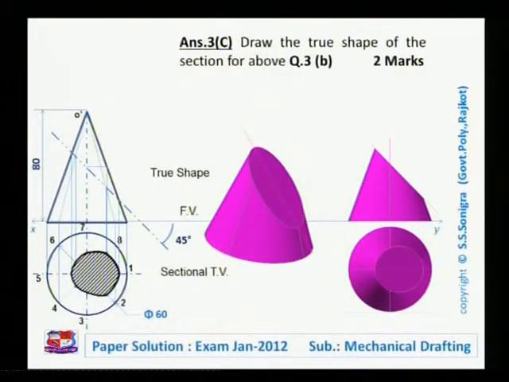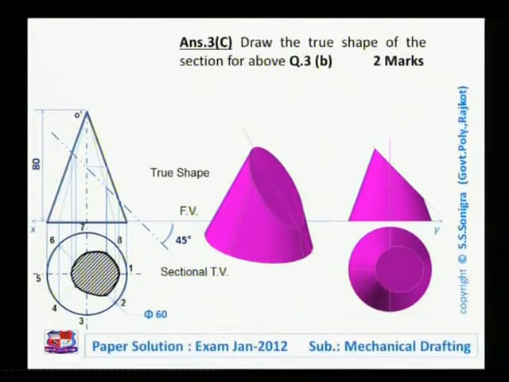So this is the problem which we drew earlier. Now we have to draw the true shape of the section. So for that, let me find the points of intersection. So these are the points. Here point P1 is there, P2, P3, P4, P5, P6, P7 and P8. This we did in the previous problem.